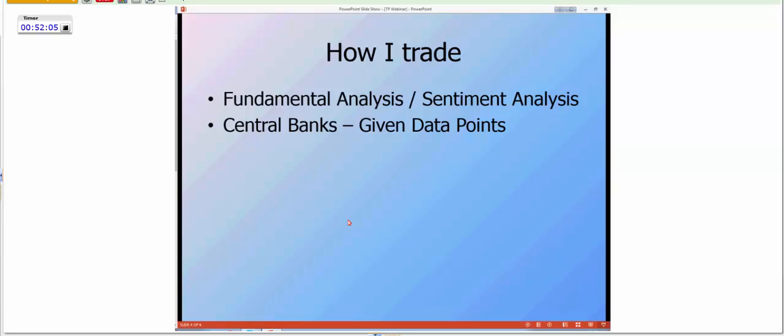Right now, for example, the Federal Reserve of the US has made it clear over the last few weeks and months that employment data and inflation are the two key areas they're going to be looking at when judging whether or not to raise rates. Very simple. So you can ignore retail sales, consumer confidence, and all those other data points. When we're trading, we only care about employment and inflation.